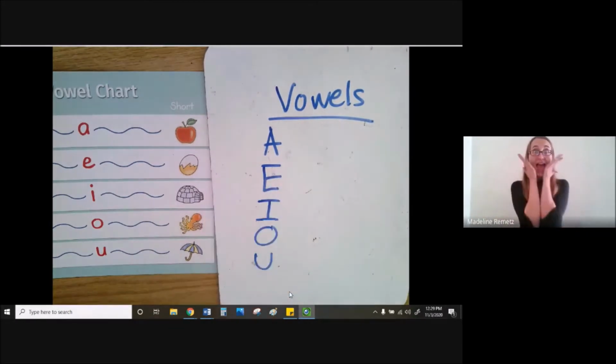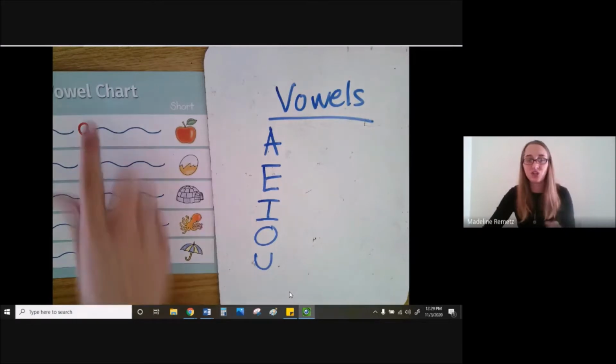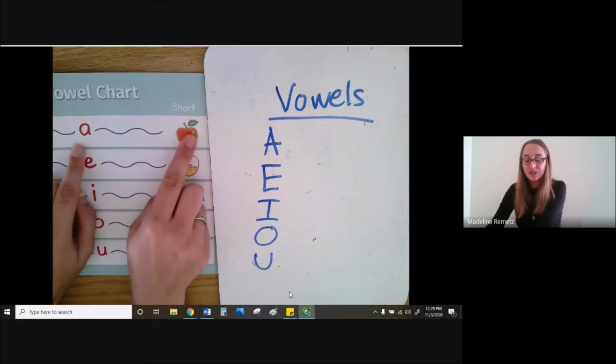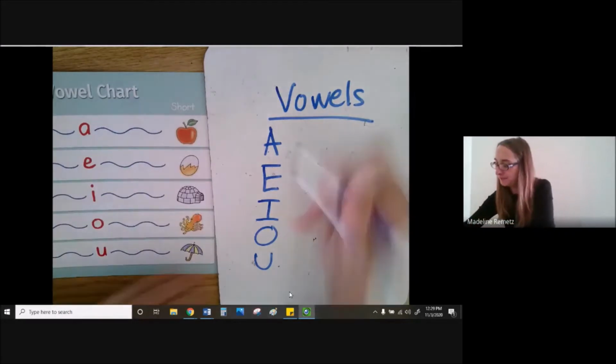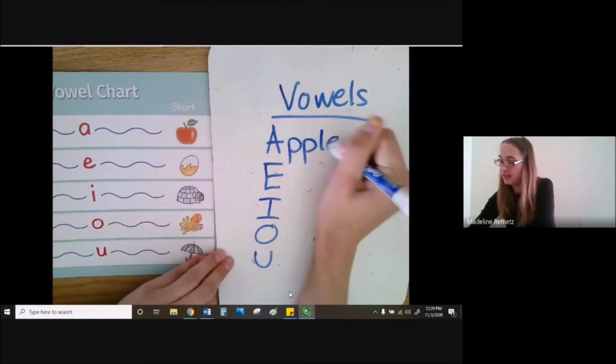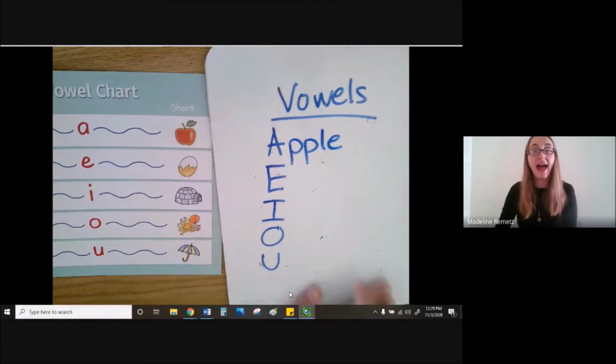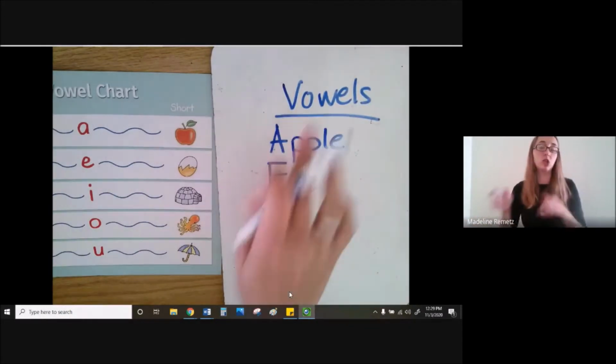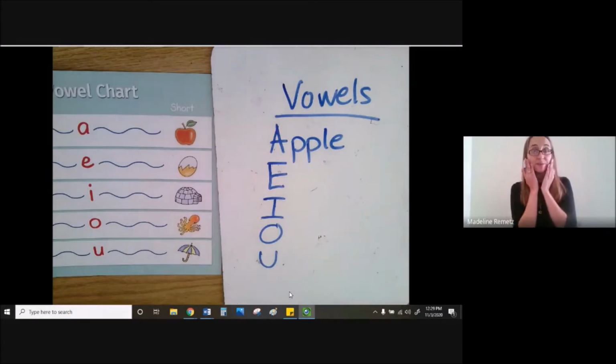The short vowel sound for A is ah. Can you say that? Ah. If you have your chart, you can say ah, apple. So in the word apple, A-P-P-L-E, it makes the letter ah sound. So it is the letter A, and it is a vowel, but it's the short sound, ah.